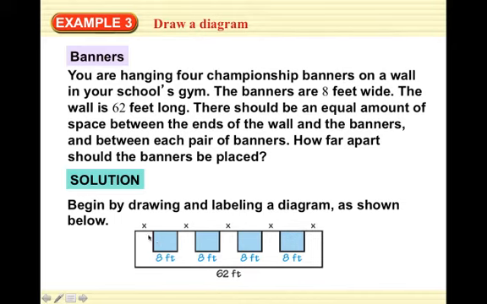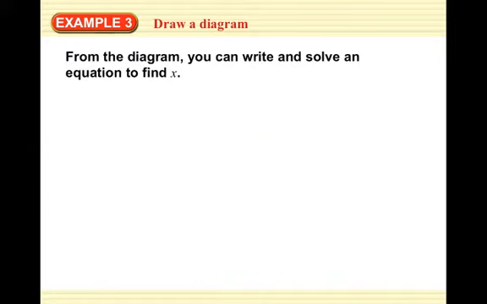Okay, so what this means, once we have it diagrammed out, is that X plus 8 plus another X plus 8 plus another X plus 8 plus another X plus 8 and then a lone X has to equal 62, because that's the total amount of space we have on the wall, and we want everything evenly spaced out. So from the diagram, we can write and solve an equation to find X. I just went through how to actually come up with the equation. You just look at what you've got.